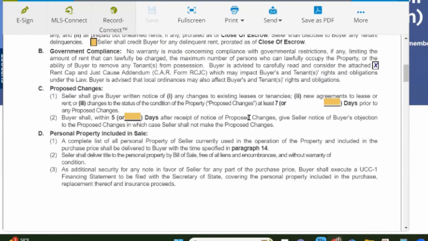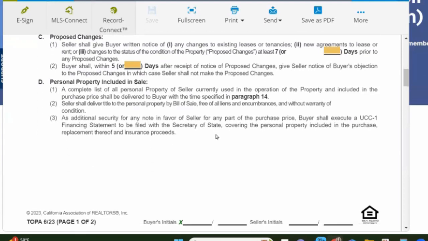This just says that if the seller is proposing to make any changes to the existing lease, they have to notify the buyer, and then the buyer also has to agree to that change. I would think that if you're in the process of selling the home with the tenants, that's not the time you're going to make changes to the lease, but if there are any, it has to be agreed to by the buyer.